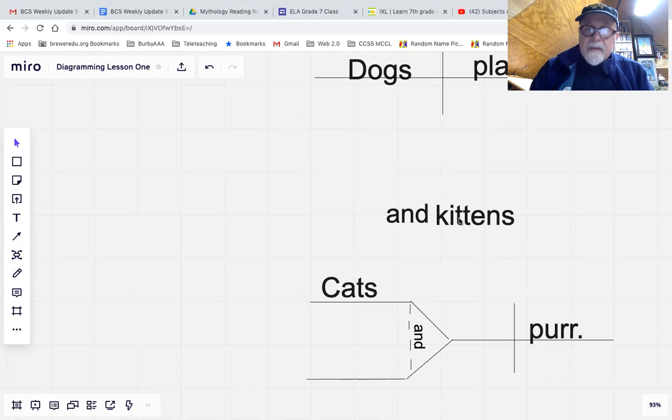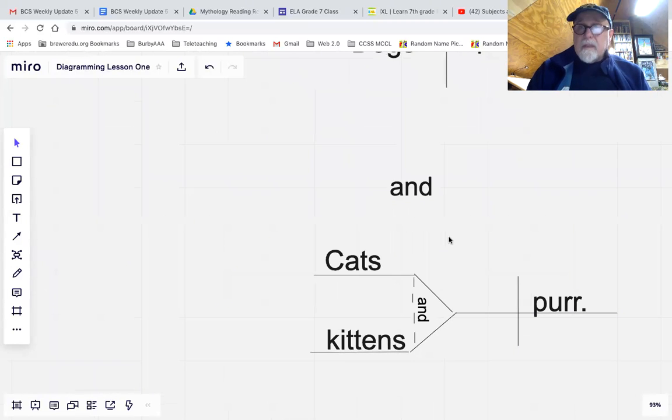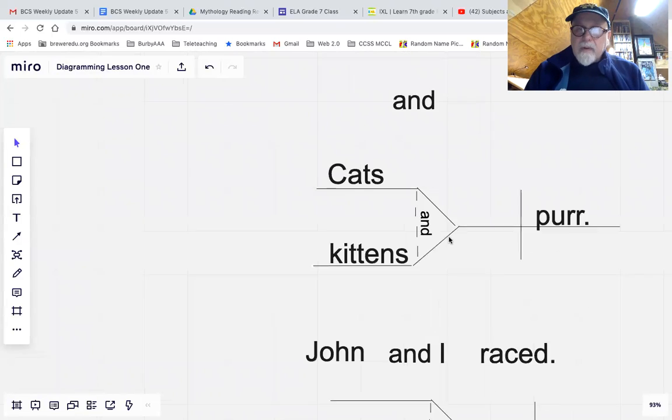Cats and kittens. So what you have is a very simple sentence: cats and kittens purr. The complete subject is cats and kittens. The complete predicate is purr. It's that simple, because the cats and kittens are doing the purring.